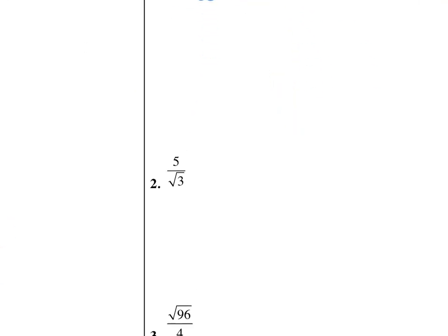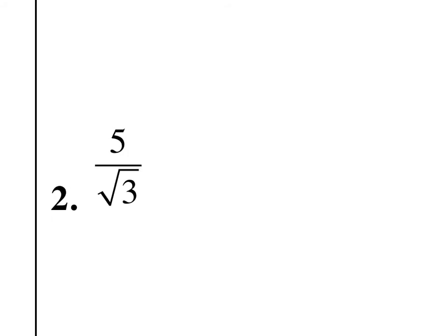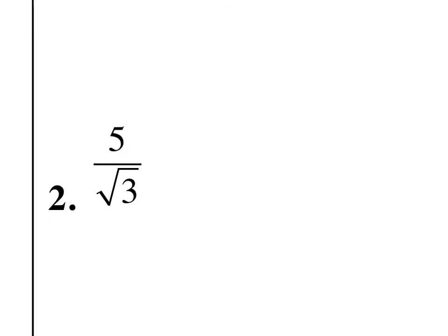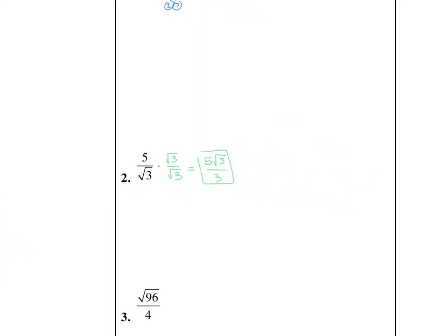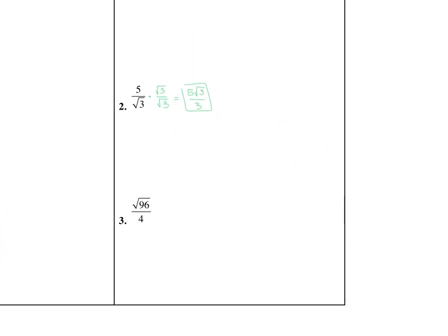Now let's do the 5 over radical 3. Again, the only thing we do is we multiply our numerator and our denominator by radical 3. So my numerator is just going to be 5 radical 3 over 3. And that's your final answer. Because the radical undoes itself when you multiply it by itself.